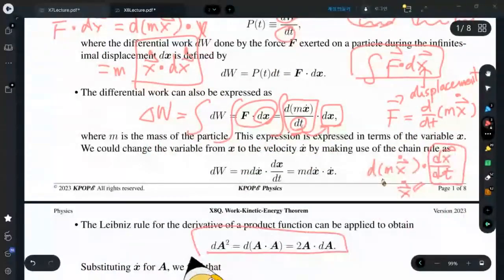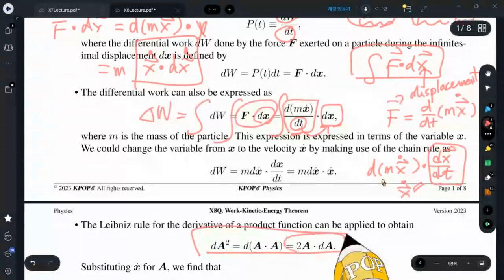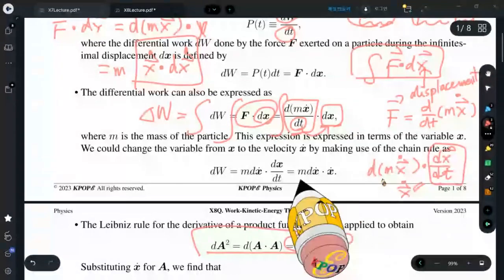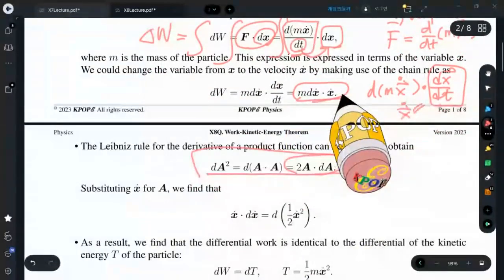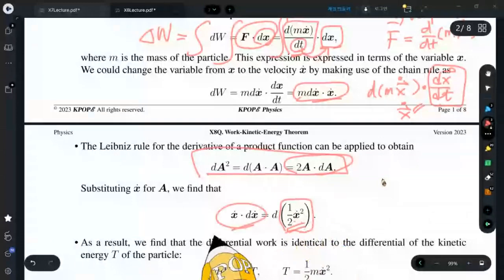You remember the Leibniz rule applied to the scalar product, especially the same thing, A squared. The differential of A squared, that is A dot A, the scalar product between the same vectors, and you will find 2 times A dot dA. So this must be a differential of something else, that is this. The differential of 1/2 velocity squared is nothing but this.